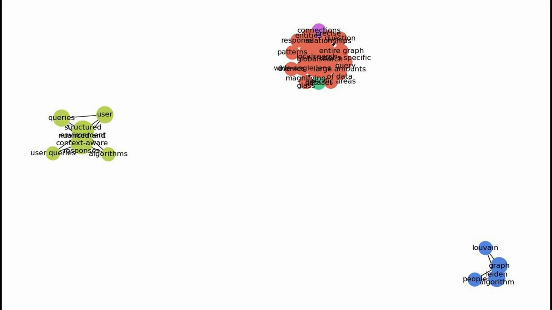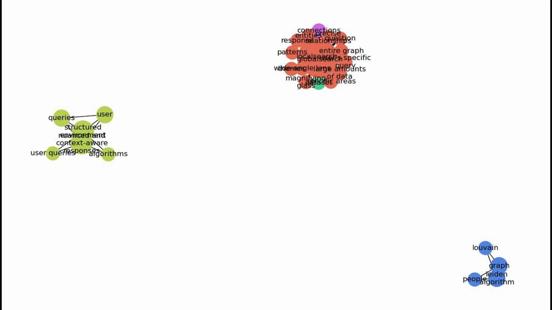On the other hand, local search zooms in on specific areas, much like using a magnifying glass to focus on a particular detail. This method retrieves relevant subgraphs based on the user's specific query. It hones in on the precise relationships and connections that are most pertinent to the question being asked, ensuring that the response is not only relevant, but also detailed.